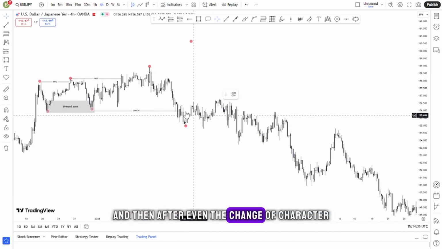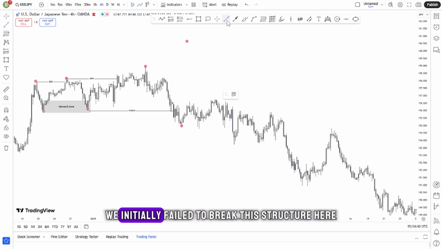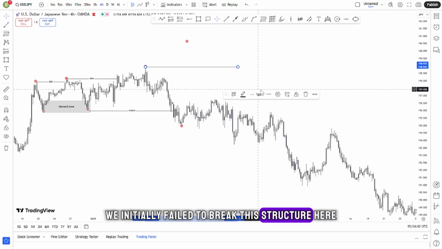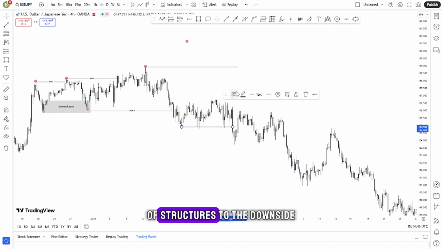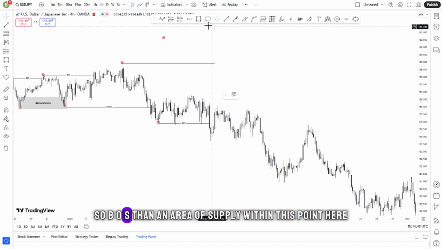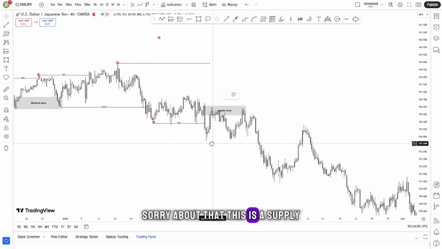And then after the change of character, you can see that the market tried to push back to the upside, but we initially failed to break this structure here. Which means that we are continuing with our breaks of structure to the downside. So there's an area of supply within this point here. Then the market sold off, this is a supply.